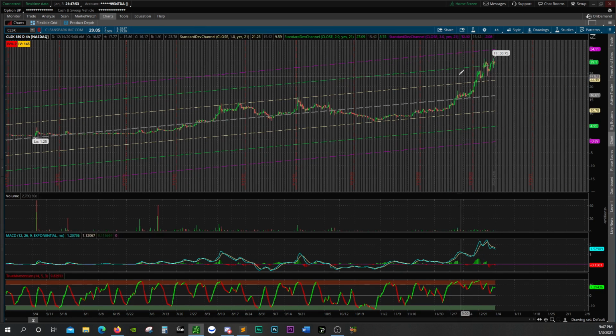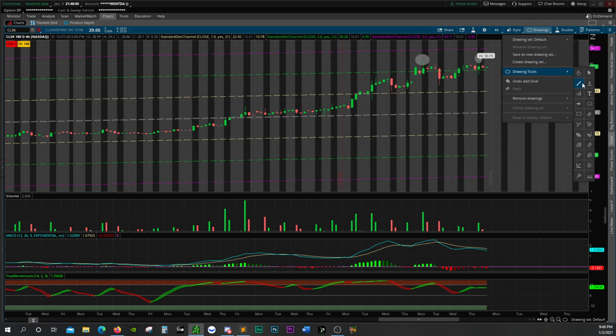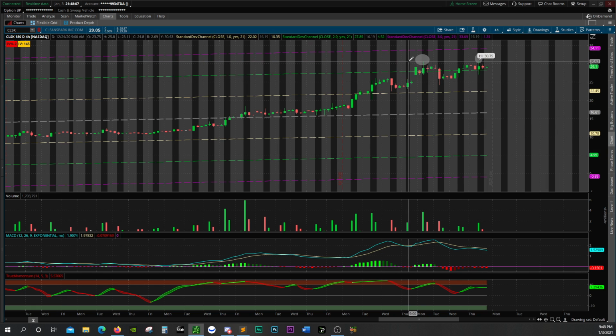This might be a double top here. A double top is a bearish indicator, right? So looking at that wick, they're both almost identical. Actually, they are very identical. That looks like a double top to me. It's not a strong one though.